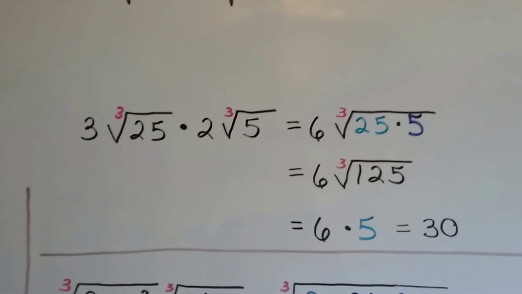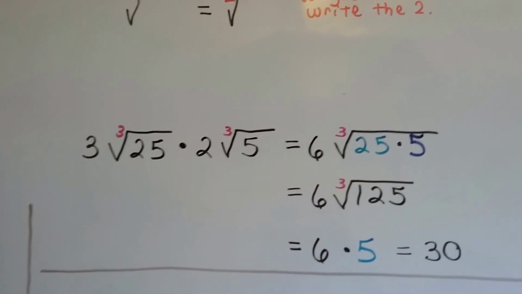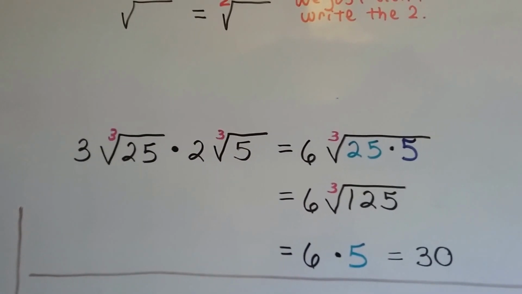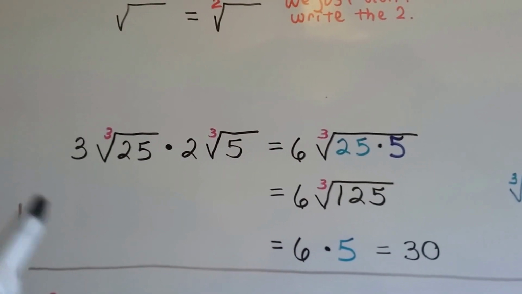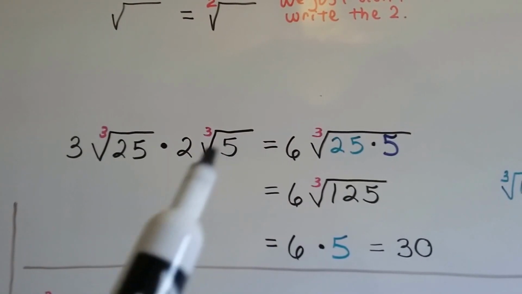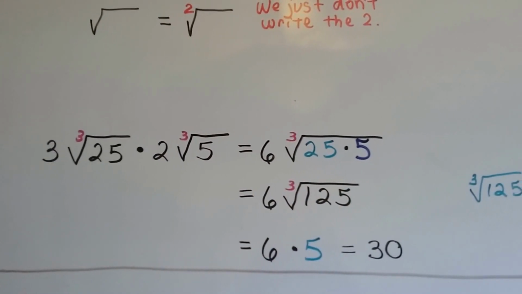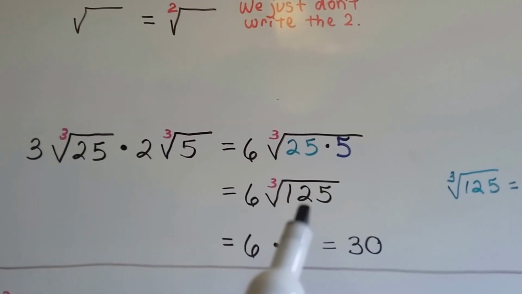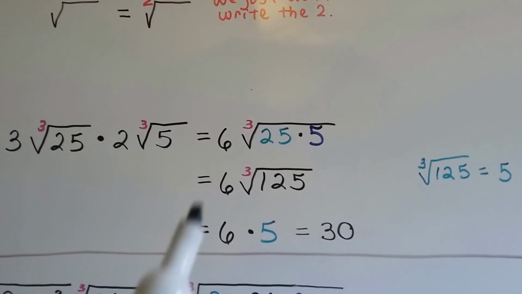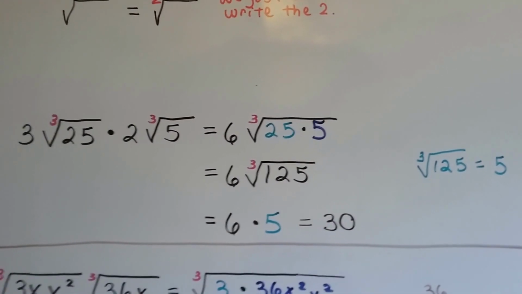We've got 3 times the cube root of 25 times 2 times the cube root of 5. So we can multiply the 3 and the 2 together as a 6, and we put our radicals underneath the same sign, so we've got the cube root of 25 times 5. Well, 25 times 5 is 125, and the cube root of that is a 5, so we've got 6 times 5, which equals 30. See?